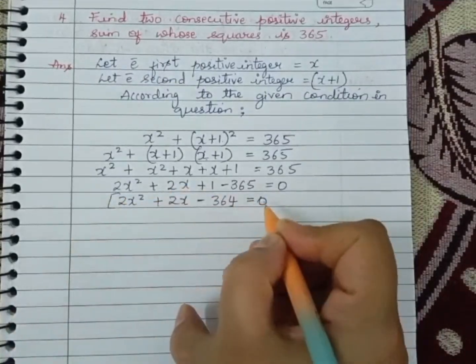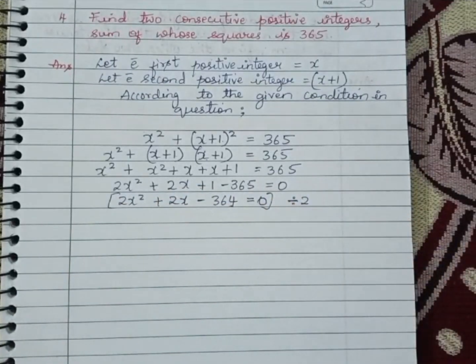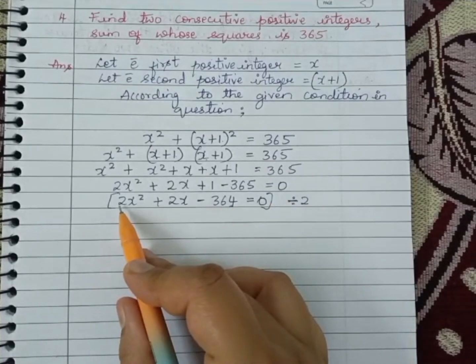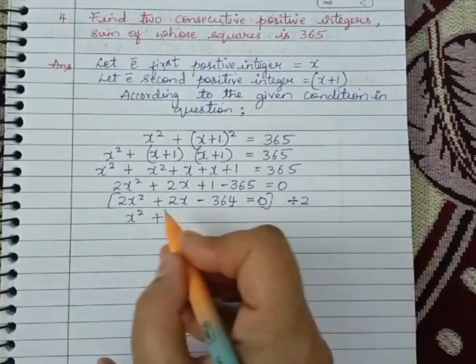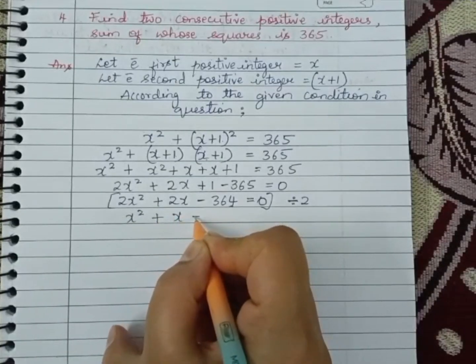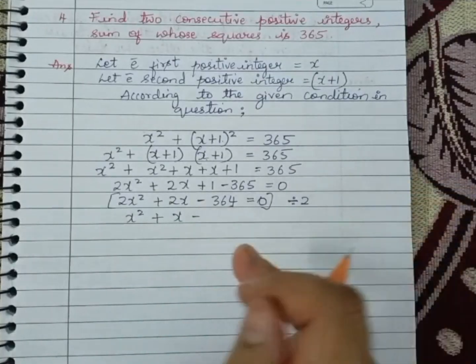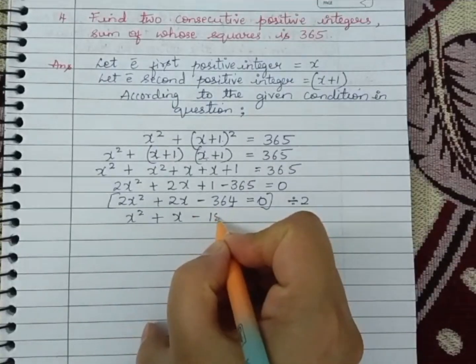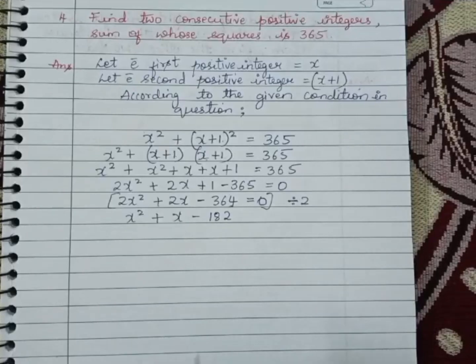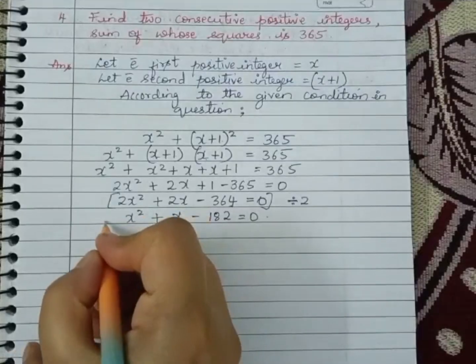For this I'm going to divide it by 2 because we have squares in this question. So 2 into 1 is 2, so x square plus x minus, 364 divided by 2 is 182. I'm going to get that answer. So x square plus x minus 182 is equal to 0. This is an equation.